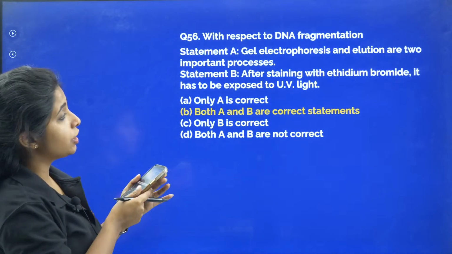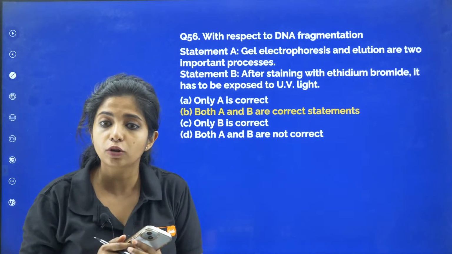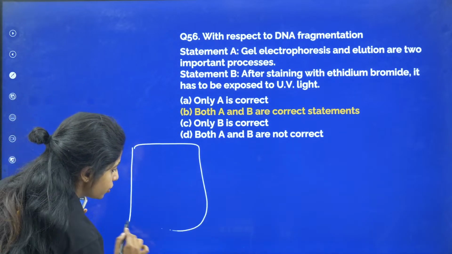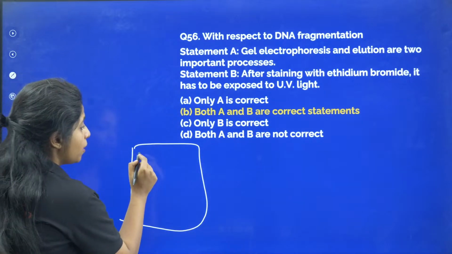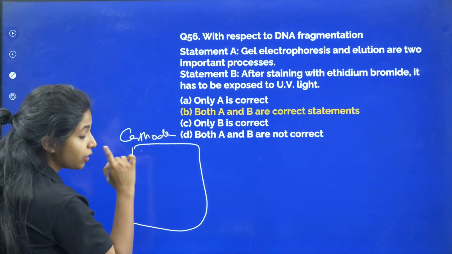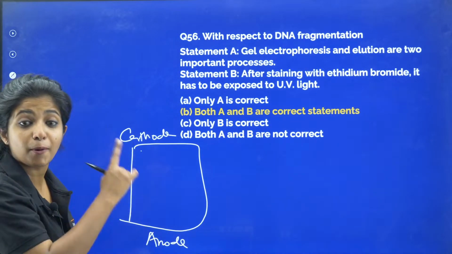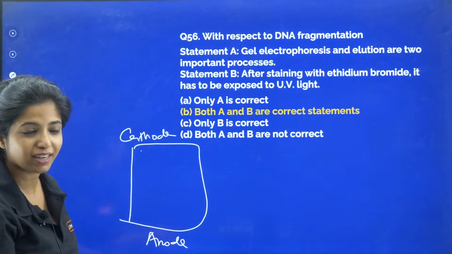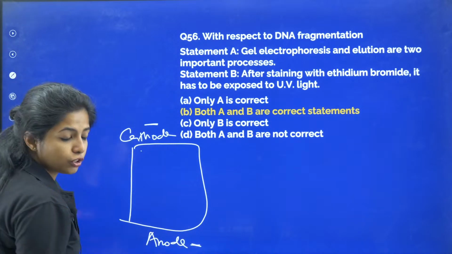Gel electrophoresis, my dear children. Gel electrophoresis and elution are two important processes. What do you mean by elution? First, listen to me carefully. In gel electrophoresis, from where to where is the DNA going to move? Cathode is negative and anode is positive. Cations are positive, anions are negative, but here it's the opposite. Cathode is going to be negative and anode is going to be positive.